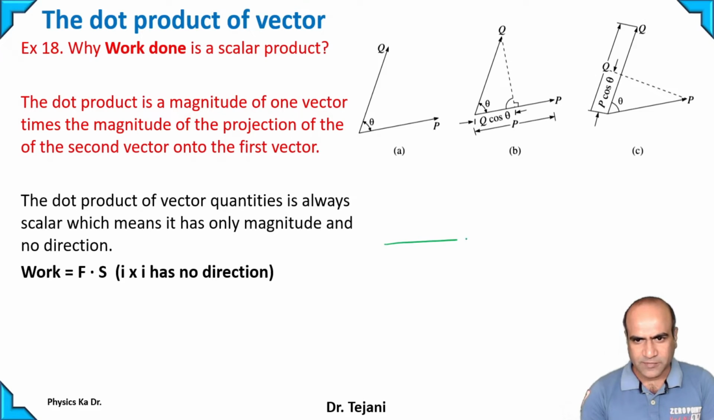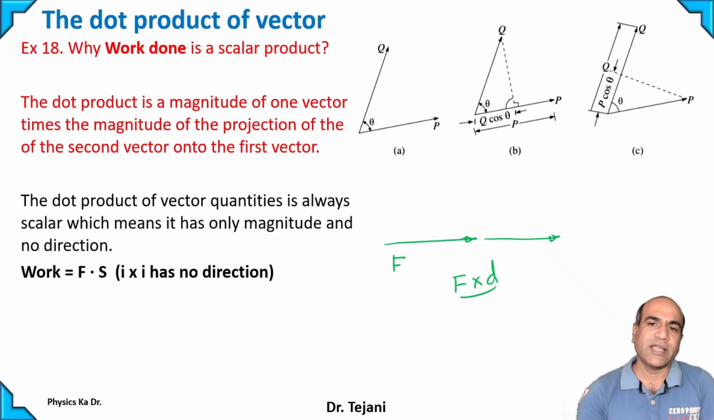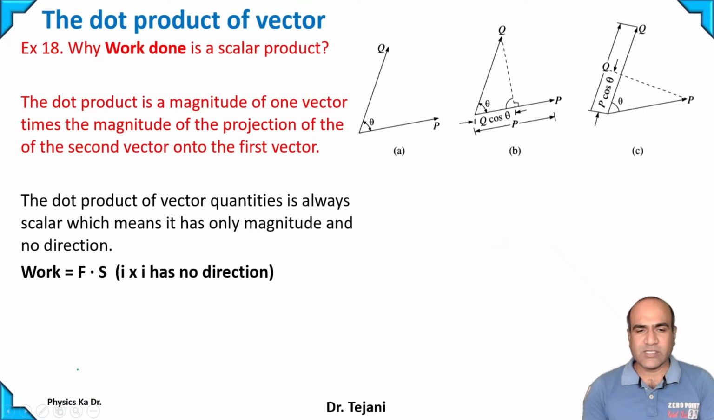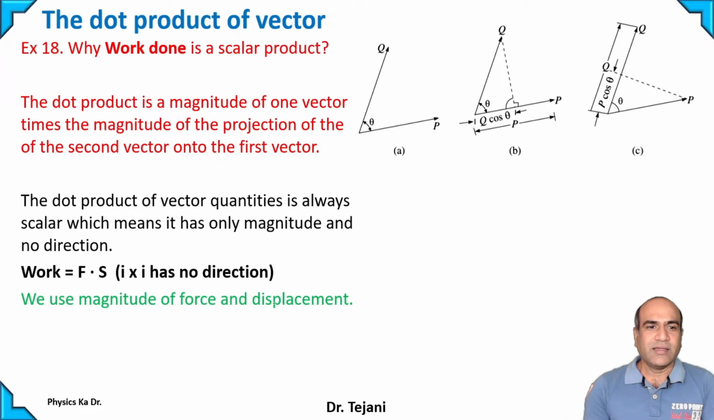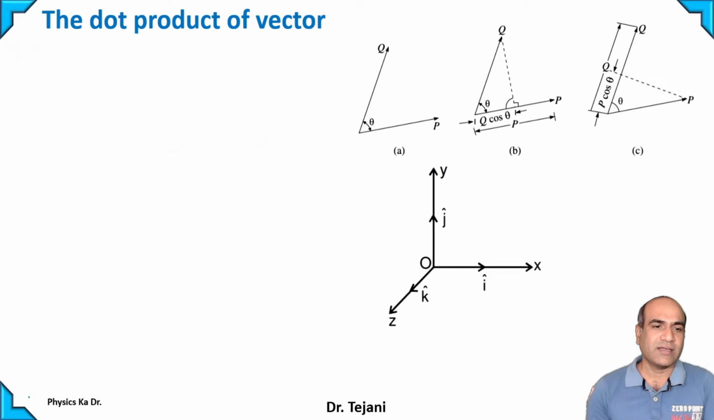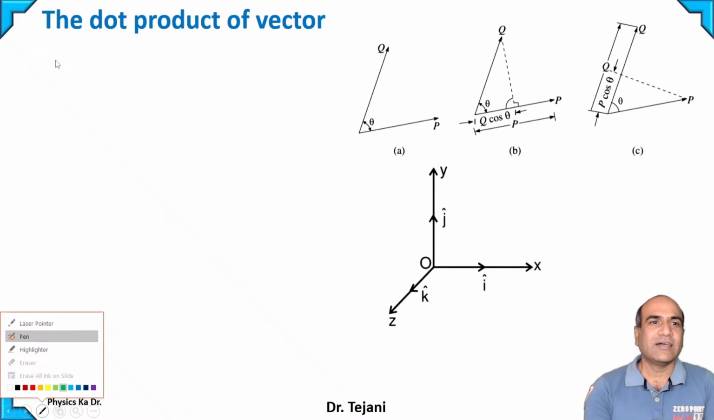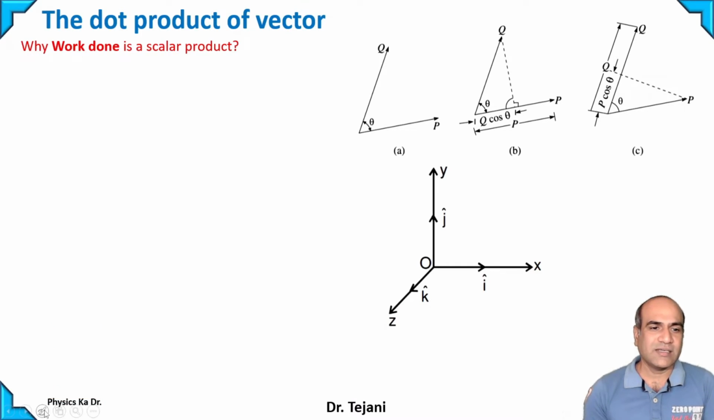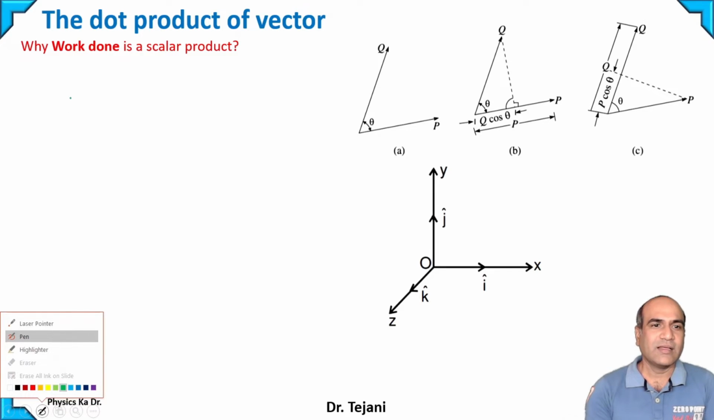If we apply force in the direction of displacement, right? If it is in the same direction, we get 100% force multiplied by displacement. If it is in another direction, we can have a third direction, but ultimately it does not give any direction for that, right? And so we use here the magnitude of force and the magnitude of displacement. Ultimately, therefore, work is not a vector, but it is just a scalar product.